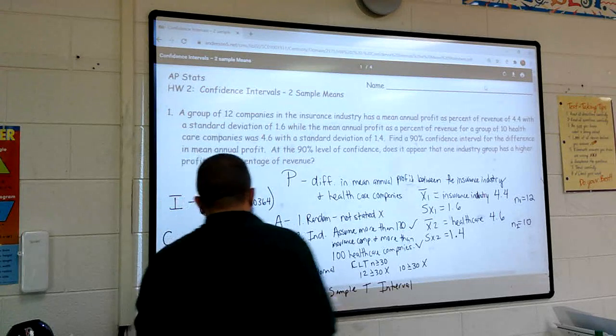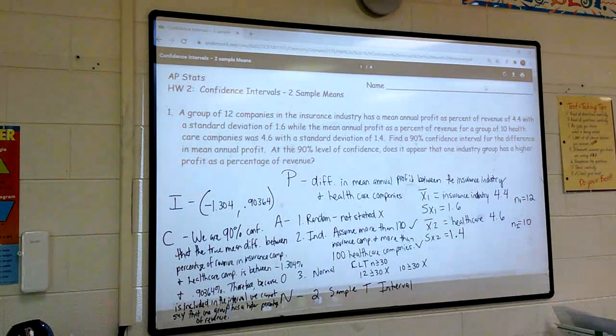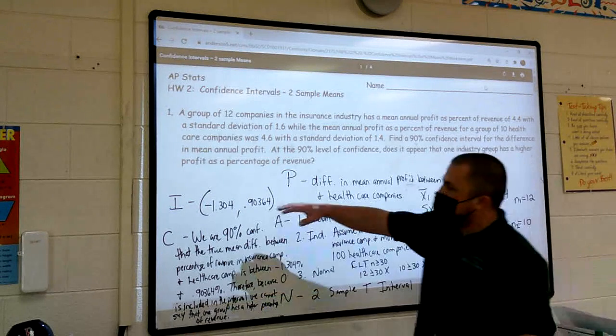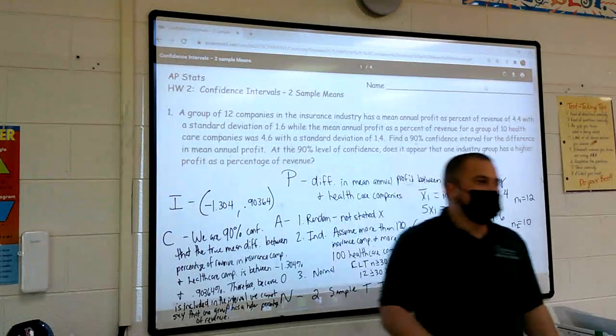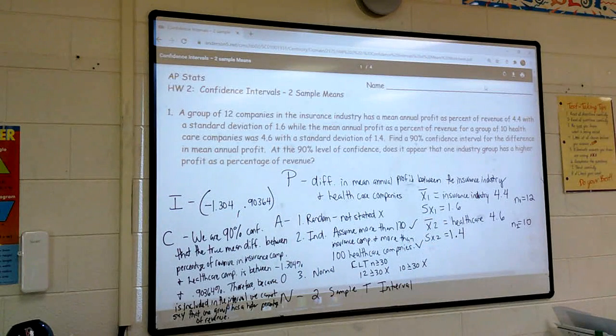Now, if the entire interval would have been negative, then that would mean that the second group had a higher percentage of revenue. Because if you subtract two numbers and you get a negative, it means the second number was bigger. So if the entire interval would have been negative, we would have been able to say the healthcare companies, the second group, had a higher percentage of revenue. If the entire interval would have been positive, we would have been able to say the insurance companies had a higher percentage of revenue. But since the interval includes 0, we're not able to say.